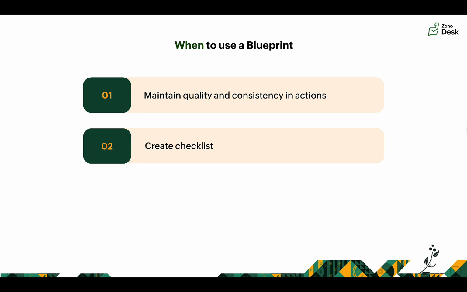Create checklist. If you want to provide clear instructions to the agents on the tasks they need to perform at every stage, then you can define them within the blueprint. For example, in a food ordering process, at the order confirmation stage, tasks like verifying restaurant availability, confirming order details, and notifying the customer can be defined. This simplifies onboarding for new agents by guiding them through predefined tasks, reducing errors, and ensuring smooth execution even if they are unfamiliar with the process.